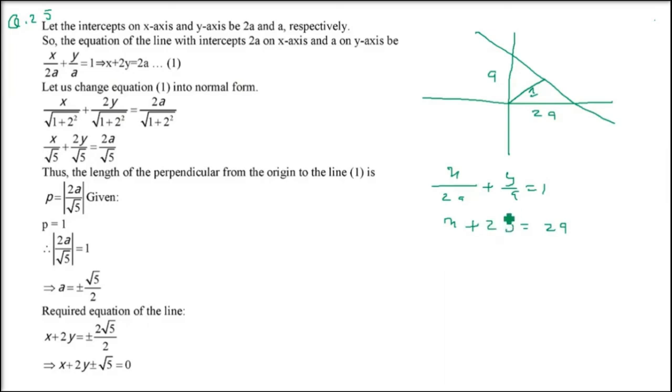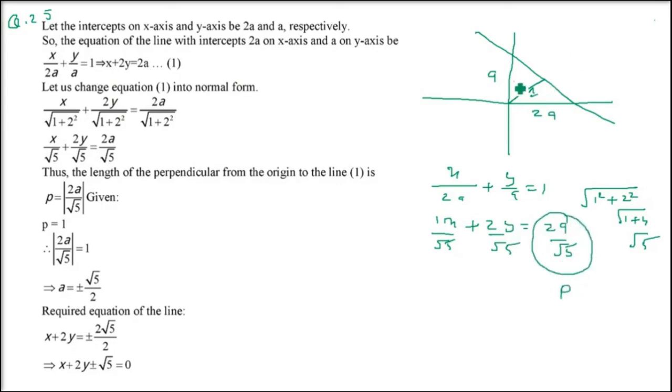So normal form, how to convert this? Take the coefficient of x, take the coefficient of y, square them, add them, take the under root. So you have 1 square plus 2 square, that is 1 plus 4, under root, it is under root 5. So divide everything by under root 5. Now the right hand side 2a by root 5 is what? This is the distance from the origin, p. And p is given as 1.